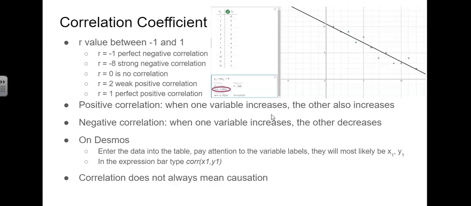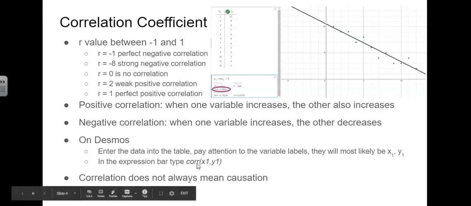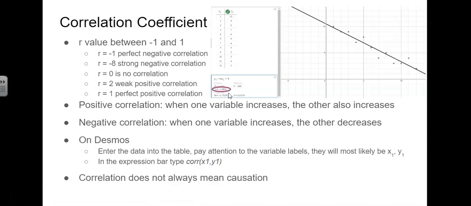On Desmos, enter the data into a table. Pay attention to the variable labels. They'll most likely be x1, y1. And in the expression bar, you can type CORR and then parentheses x1, y1. Your other option is when you're calculating linear regression, it'll be listed right here.